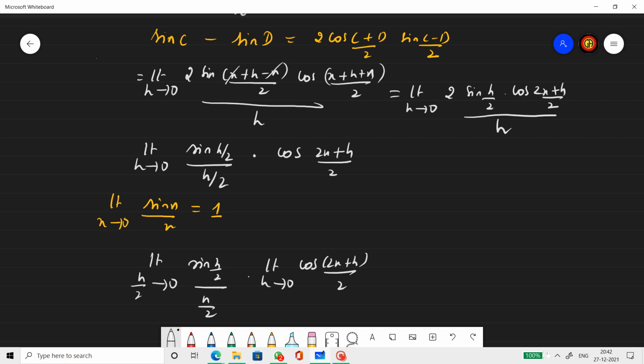The first one will become 1. The second one I have to apply the limit. So when I apply the limit, h is 0, so cos 2x by 2. So you get cos 2x plus 0 by 2. So therefore the answer is 1 into cos x. So that is cos x. Hence differentiation of sin x is cos x.